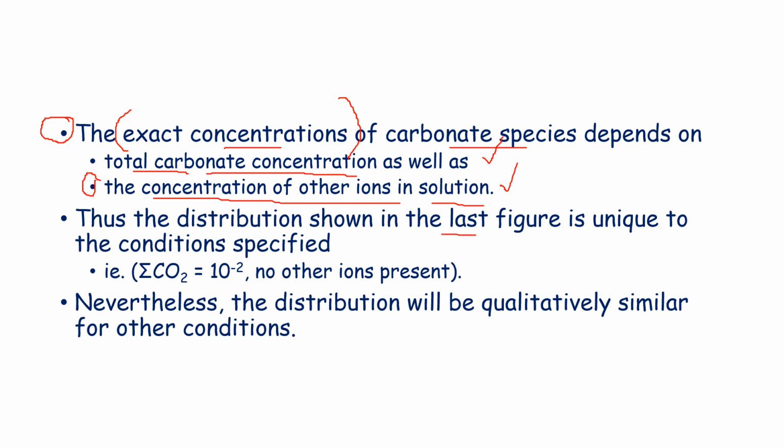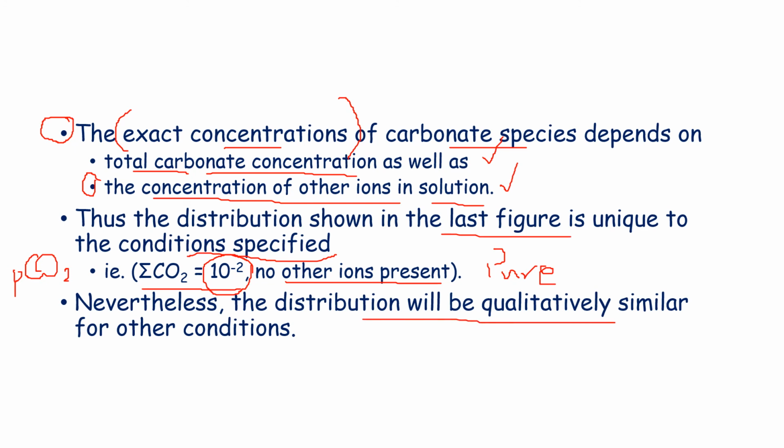So therefore, if you look at the figure that was given to you so many times, we have actually specified the conditions in which case the total carbon dioxide content is 10 to the power of minus 2. Okay? In other words, you need to know the partial pressure of carbon dioxide. And no other ions are present. In other words, the system is reasonably pure. Now, nevertheless, the distribution is known to be quantitatively similar for other conditions.